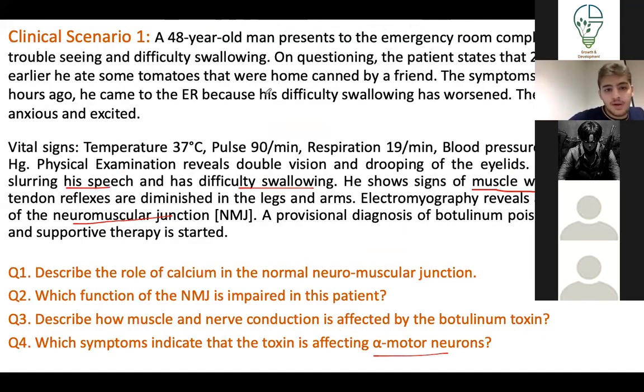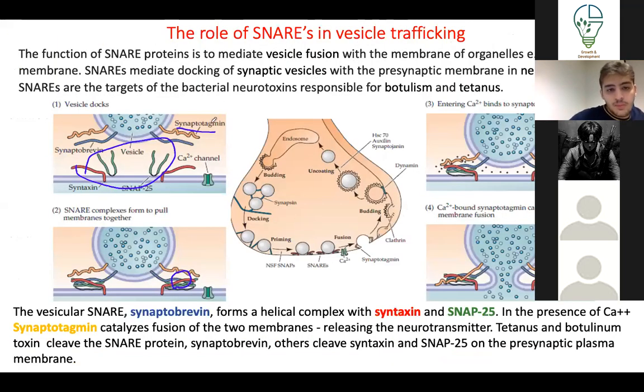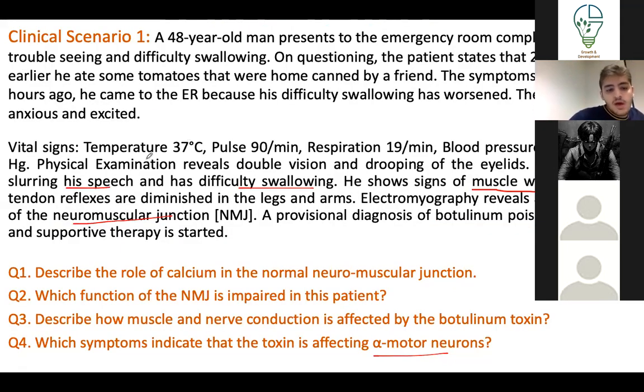Here's another example that when you usually read, you get scared, but I don't want you to get scared. I want you to read it, to get oriented with it, and not to memorize it. So let's just skip to the questions. What's the role of calcium? We said calcium binds to synaptotagmin, the yellow protein here, to allow the release of protein when we want it. What function of the neuromuscular junction is impaired? We said that acetylcholine will no longer come out of the vesicle, so you get paralysis, and this explains why he had muscle weakness. What else?